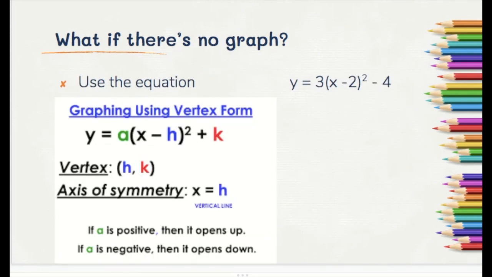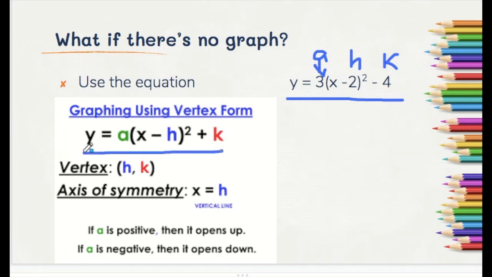If the graph is written in vertex form, meaning it starts with y equals a(x minus h) squared plus k, so in this case, 3 is a, -2 is h, and k, you might think it's 4, but be careful because there's a plus there. K is -4. We can use this to find (h, k), which is the vertex, or the axis of symmetry, x equals h.